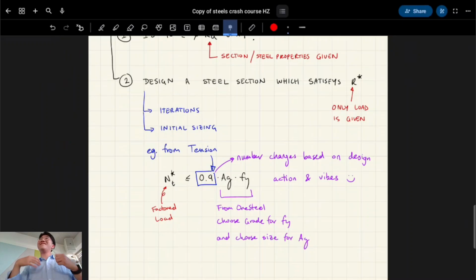These are based on designer vibes, designer experience, feelings, because what's more important is what you get as the final output. Generally if you run with this number, you'll get the right answer on your first iteration. Otherwise, you have to go higher or lower for your next iteration, choosing a smaller or bigger section. Any questions? Make sense? Cool.